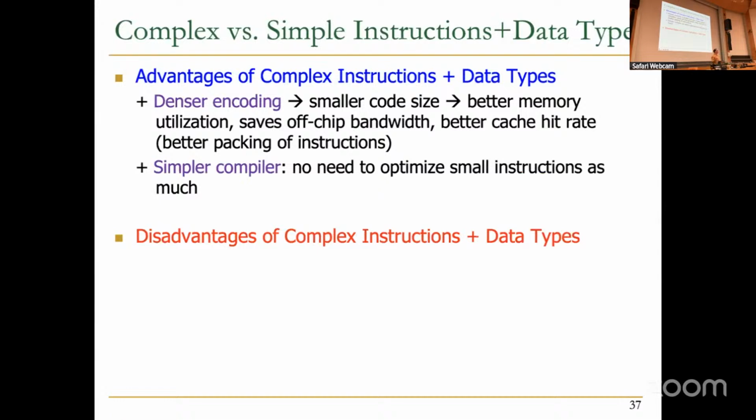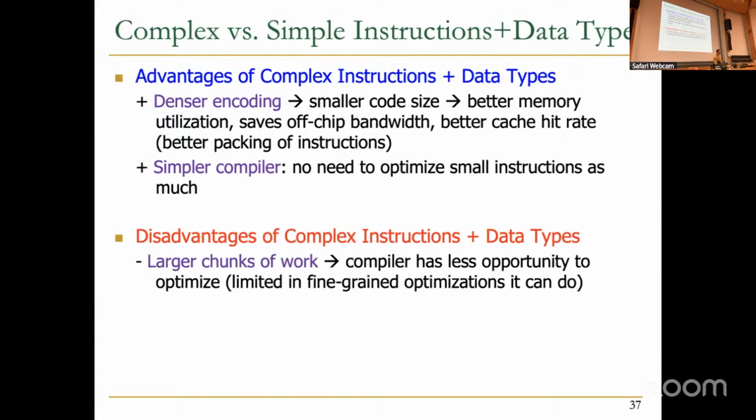Also, you have a simpler compiler. No need to optimize small instructions as much. And maybe you have a simpler person who is writing programs, right? Because you can map the high-level language to the ISA more easily. But of course, this comes with disadvantages as well.